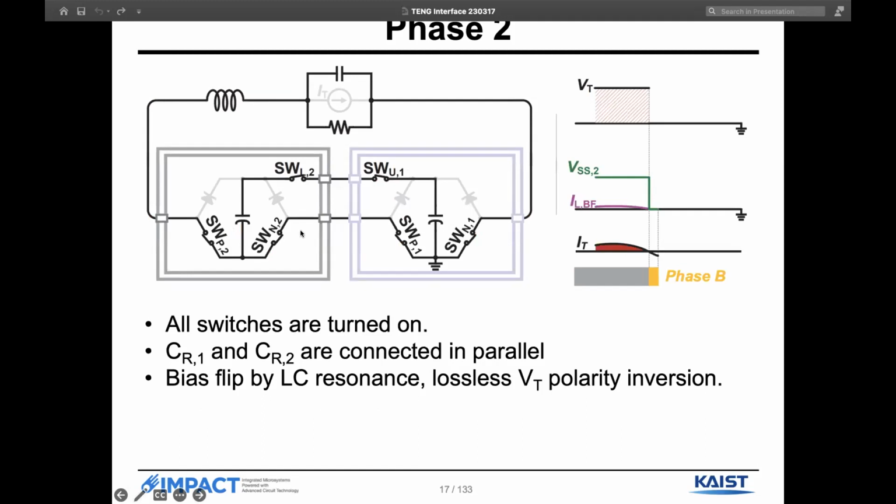In phase 2, these two chips are connected in parallel, so now this will work as a bias flip. As it is working as a bias flip, this will minimize the power wastage. The capacitors are also connected in parallel, and the bias flip happens by LC resonance.